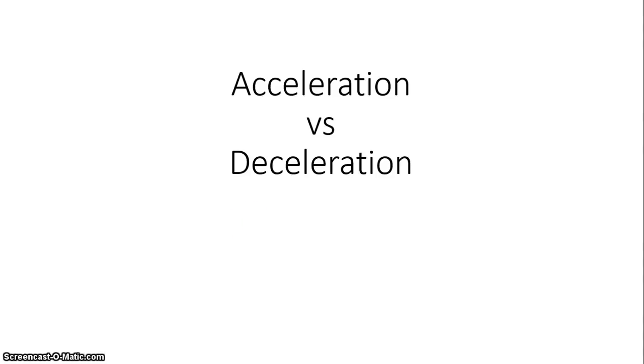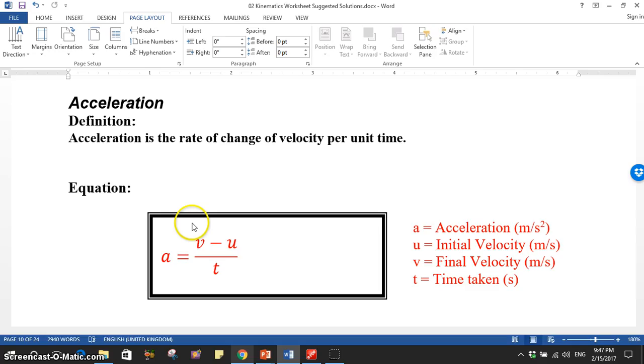Next, we will look at acceleration and deceleration. Acceleration basically means speeding up, whereas deceleration means slowing down. But we need to quantify acceleration by looking at how much speed changes every 1 second. So we have our definition here: the rate of velocity change per unit time. In layman's terms, it simply means the amount of speed that changes for every 1 second.